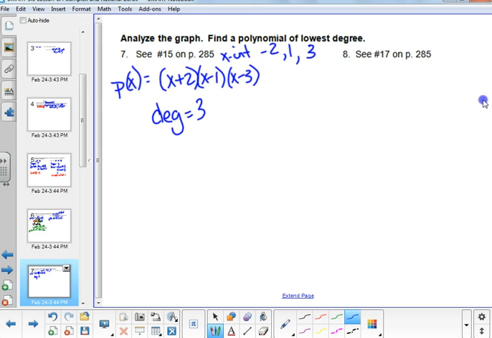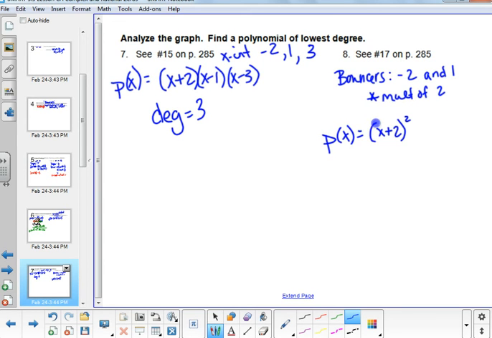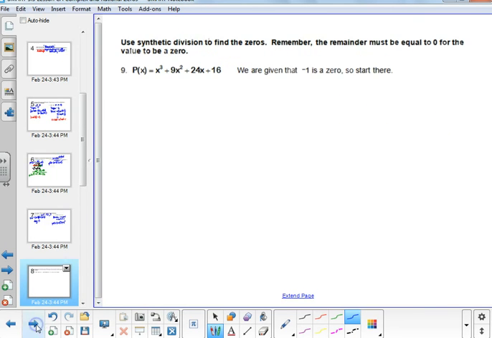Okay, number 17 on the same page is interesting. There are actually no x-intercepts, but we have a couple bouncers. So we have a bouncer at -2, and it just quickly bounces off, and then also a bouncer at +1, which kind of indicates to me that both of these zeros have multiplicity of 2. So when I go to write my function, a factor of x plus 2 with multiplicity 2, so it will bounce, and then a factor of x minus 1 with multiplicity of 2, so it will bounce. I like those. I think they're neat.